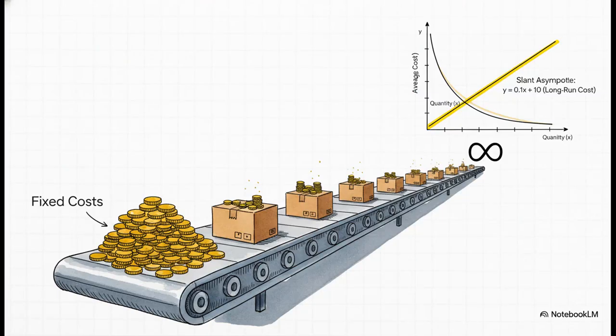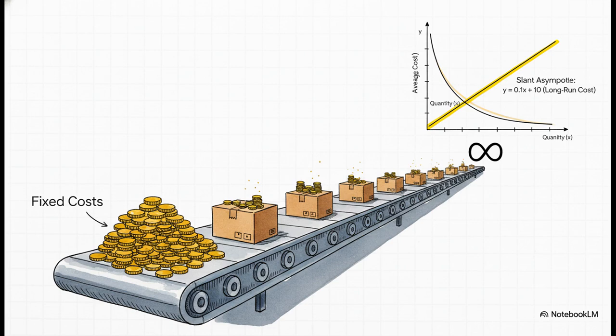And would you look at that? The average cost function is a rational function. When you do the division, you see that the fixed cost, that $5,000, is now over x. So what happens as you scale up production and x gets massive? That fixed cost gets spread so thin that the 5,000 over x part just melts away to nothing. And what are you left with? A slant asymptote. That line, y equals 0.1x plus 10, tells the company the true long-run cost per item once those initial setup costs don't really matter anymore.